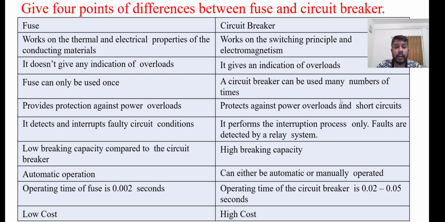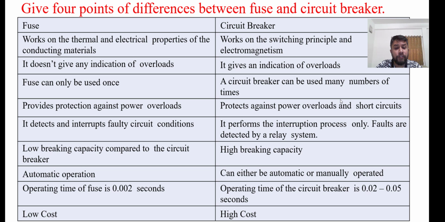Fuse can detect and interrupt faulty circuit conditions only, whereas circuit breaker can interrupt the process as well as be operated with the help of relays which are enabled to detect the fault in the system. Fuse can be used for lower breaking capacity as compared to the circuit breaker, whereas circuit breakers have a high breaking capacity. The operation of the fuse is automatic only, you cannot manually operate the fuse, whereas in case of circuit breaker, either manual or automatic operation can be done.